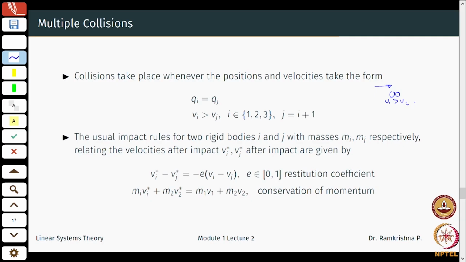Now, what do we know from physics? This is a very standard thing: conservation of momentum, that the total momentum before impact is equal to the total momentum after impact. If I call the velocities before impact V1 and V2, and after impact V1 star and V2 star, how do the velocities change? There will also always be some restitution coefficient which might lose velocity, depending on whether the collision is purely elastic, purely inelastic, or something in between.